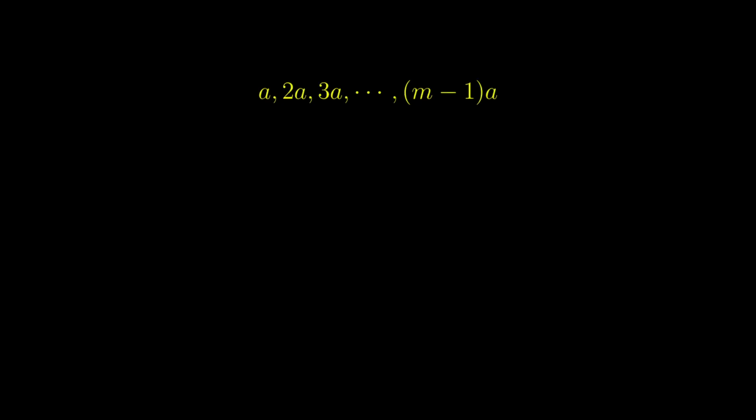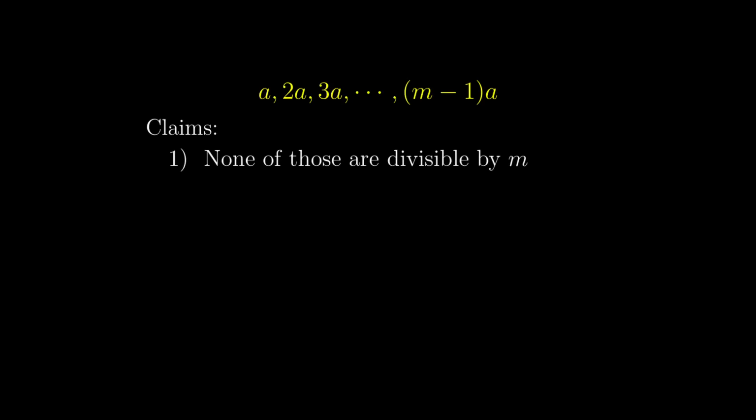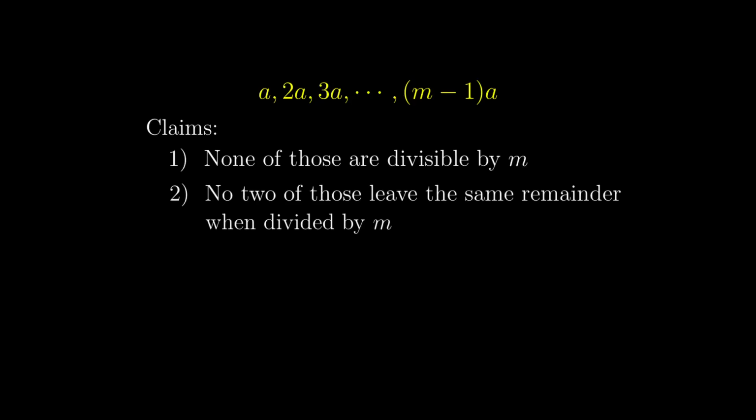Consider the numbers a, 2a, all the way to (m minus 1) times a. We claim two things. None of these numbers are divisible by m, and no two numbers here leave the same remainder when divided by m. That means no two numbers here are congruent modulo m.